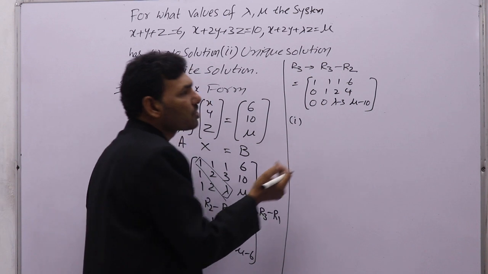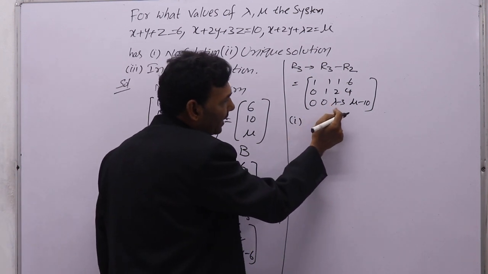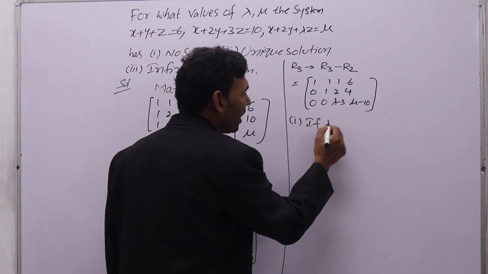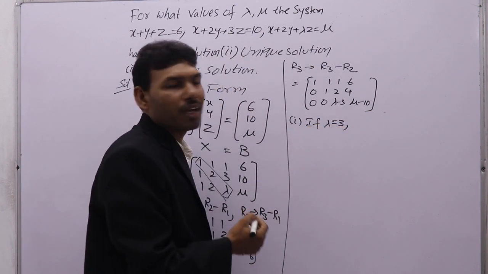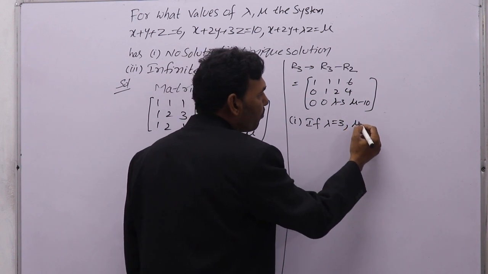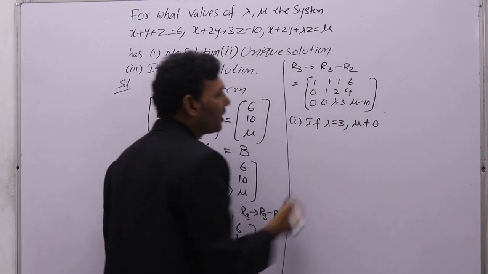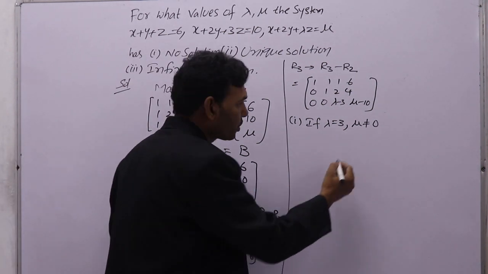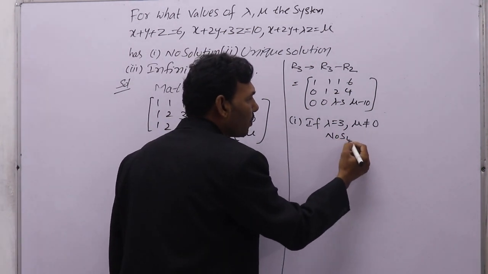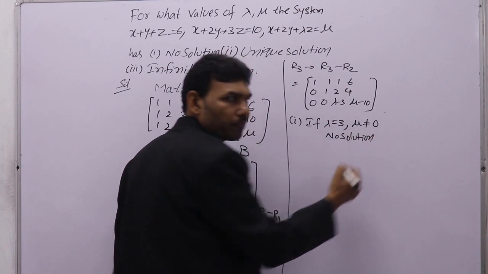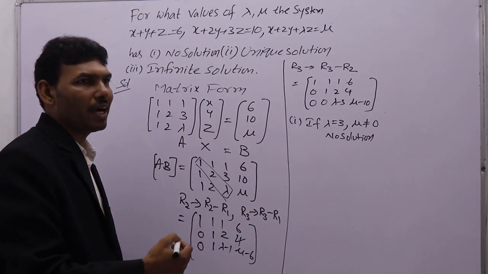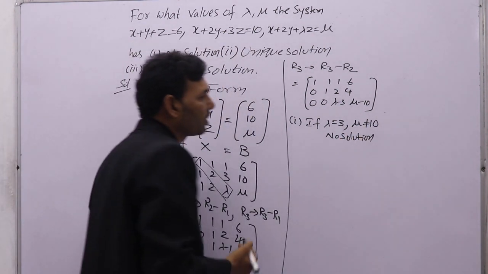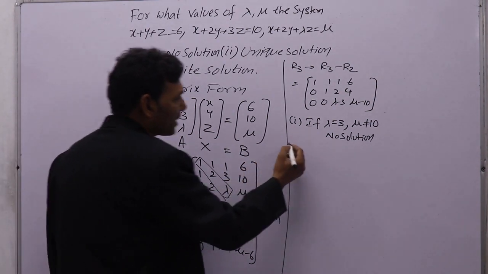When this element becomes 0, that means lambda equal to 3, and this other element is non-zero, mu not equal to 10, then the system has no solution. Mu not equal to 10, then the system has no solution. Next one.